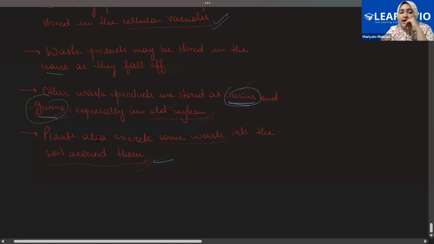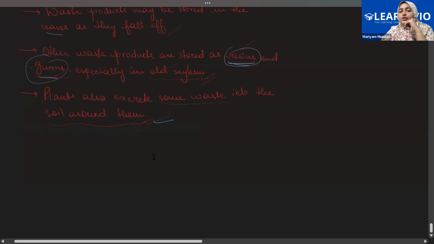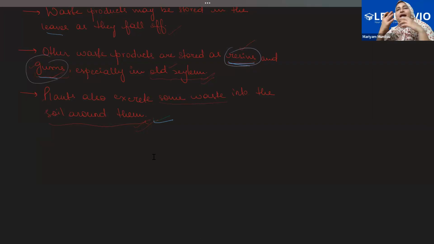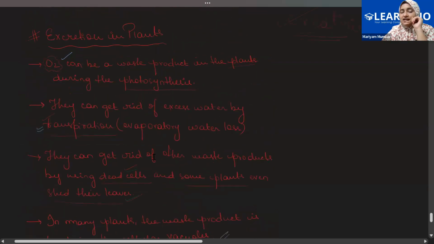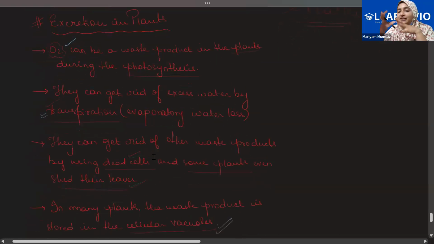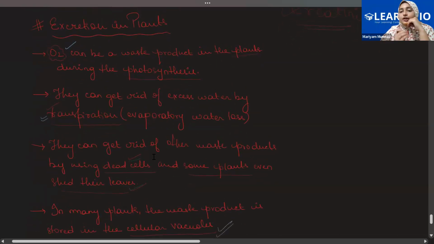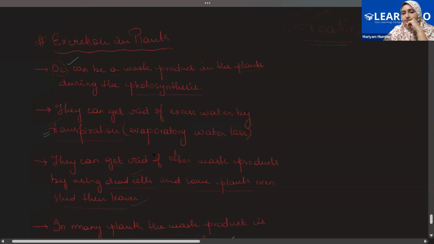Now, plants also secrete some waste into the soil around. The roots secrete some ions and minerals that the plant does not require. So that is secreted in the soil area. So we can say that even though plants do not have kidneys or such organs, they can still do excretion. Any doubts?